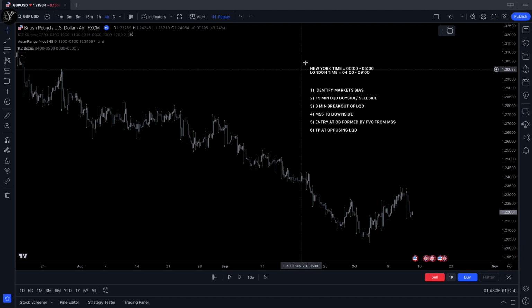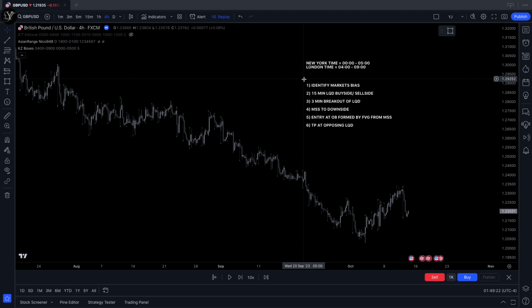For the time zones that we'd want to have marked out, with an indicator like I have here, we'd want to mark out the New York time 12 to 5 a.m. As you guys can see, my time zone is in the New York time zone, so that would be from 12 a.m. to 5 a.m. Same thing with London time. So this is Eastern time and this is the London time. London time zone, we'd want to mark out 4 a.m. to 9 a.m. So this ICT JUDAS swing strategy works in a 5-hour time period, as you can see.